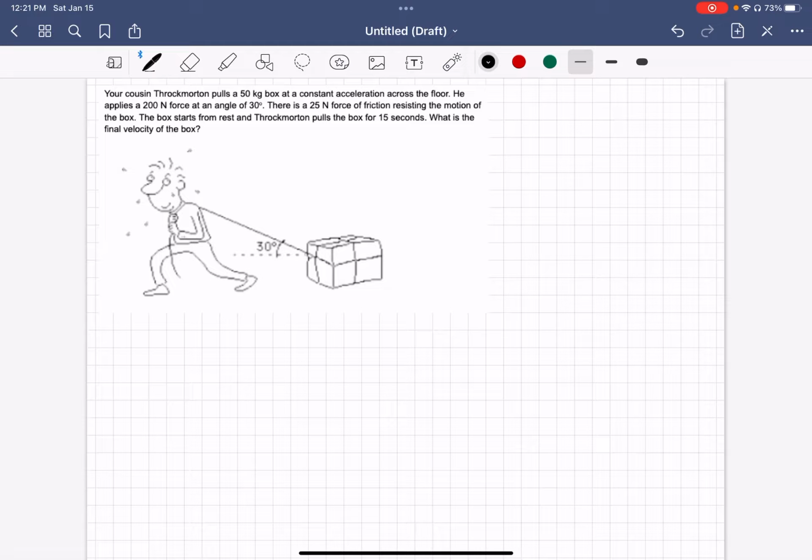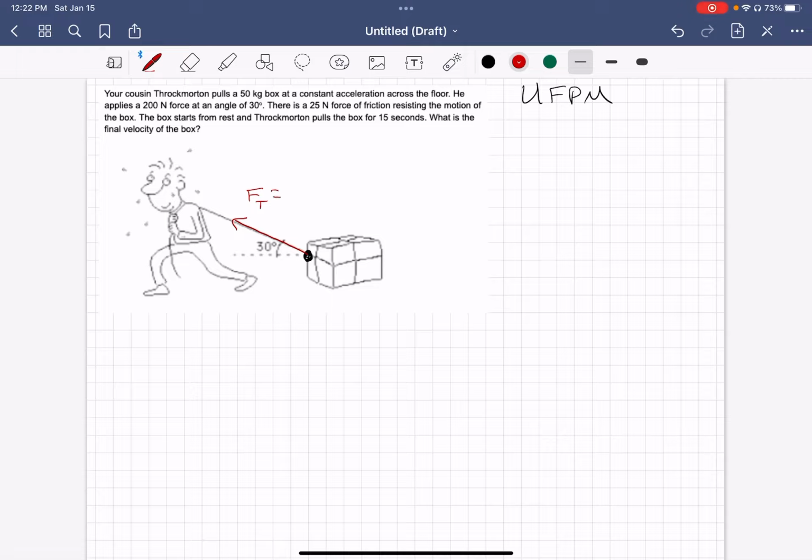So the first perspective I'm going to use is the unbalanced force on a particle model, or UFPM. I know I have to use the unbalanced force model rather than the balanced one because this box has a constant acceleration. So the first thing I'm going to do is get myself a free body diagram.